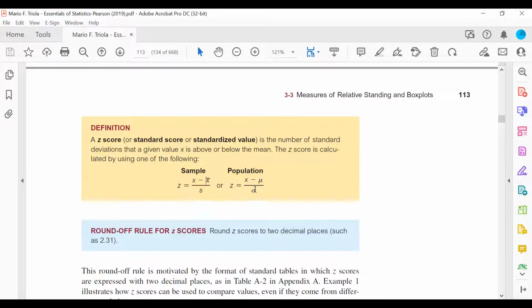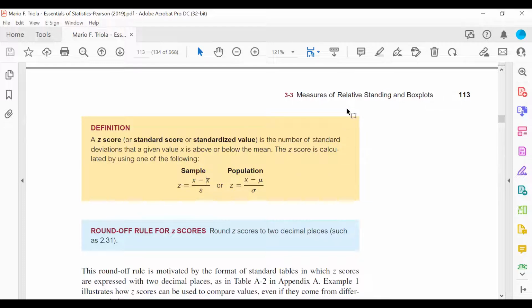Now, what I usually do is enclose the numerator, the top part of the formula, in parentheses so that you won't get confused. The top has to be done first, and then divided by the standard deviation. So there are the two formulas. It doesn't matter which one you use, you'll end up with the same answer. And remember that there is a round-off rule for this one: you have to round to 2 decimal places, the hundredths, for either of those two formulas.